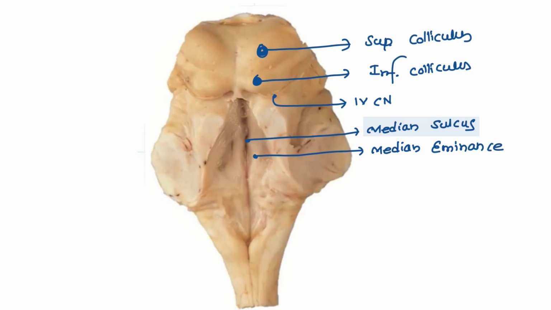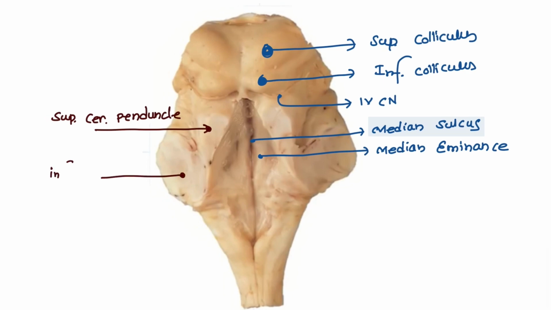Now look over here. Here we have the superior peduncles, and just below it we have the inferior peduncle. The superior cerebellar peduncle appears as a thick bundle of fibers located above the fourth ventricle, while the inferior cerebellar peduncle is seen below it. So this is the superior and this is the inferior cerebellar peduncle. The peduncles are involved in transmitting information between the cerebellum and the other parts of the brain.